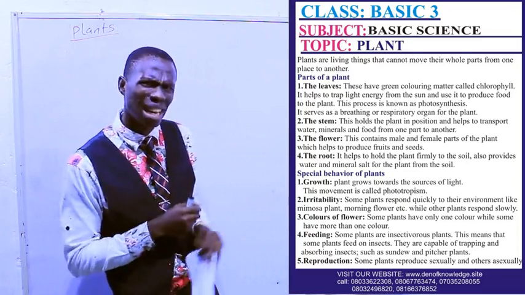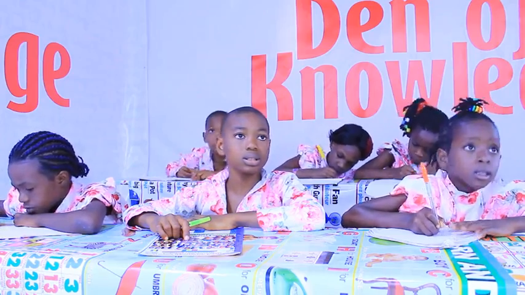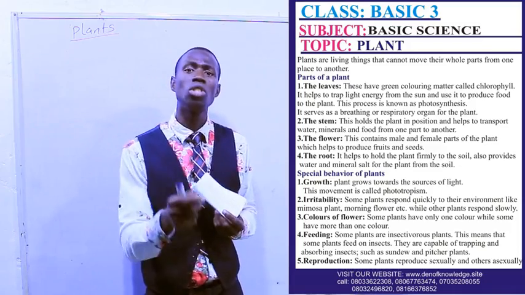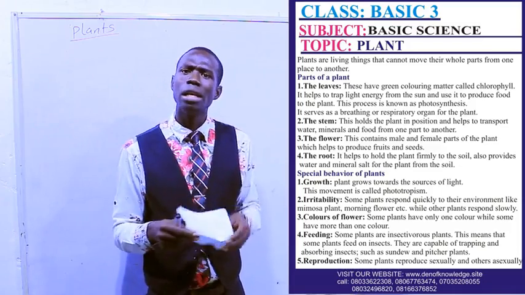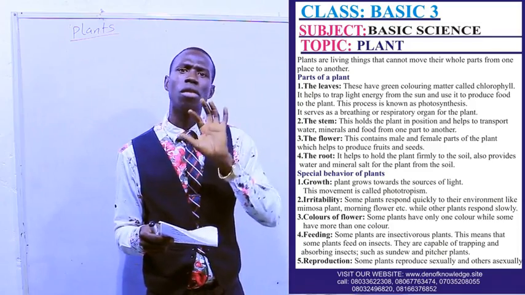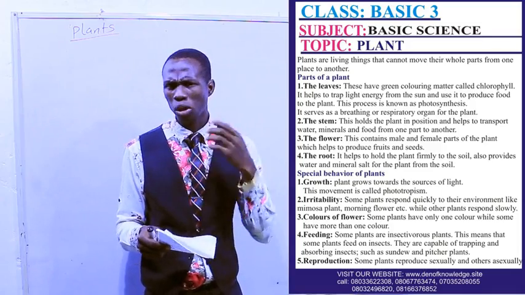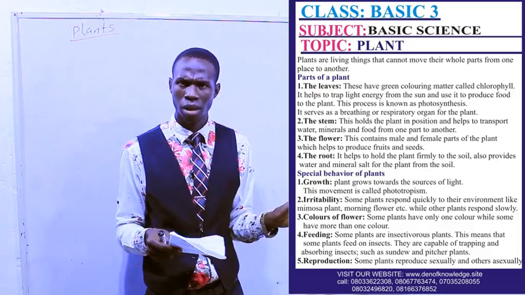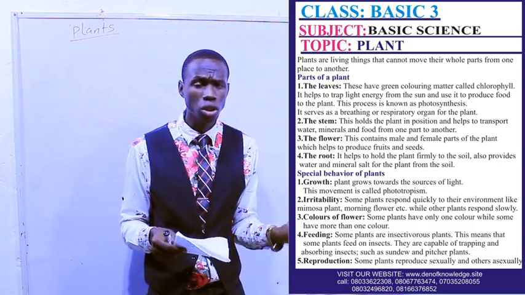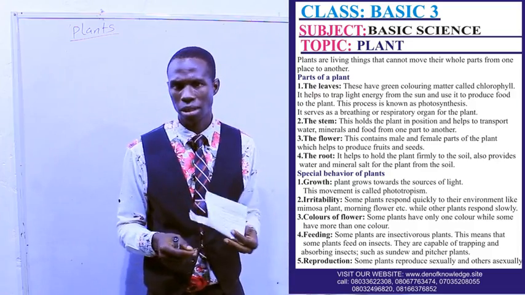Now the next one is the flower. Without flower, there will be no seed. Flower is where the fertilization or reproduction of the plant takes place.